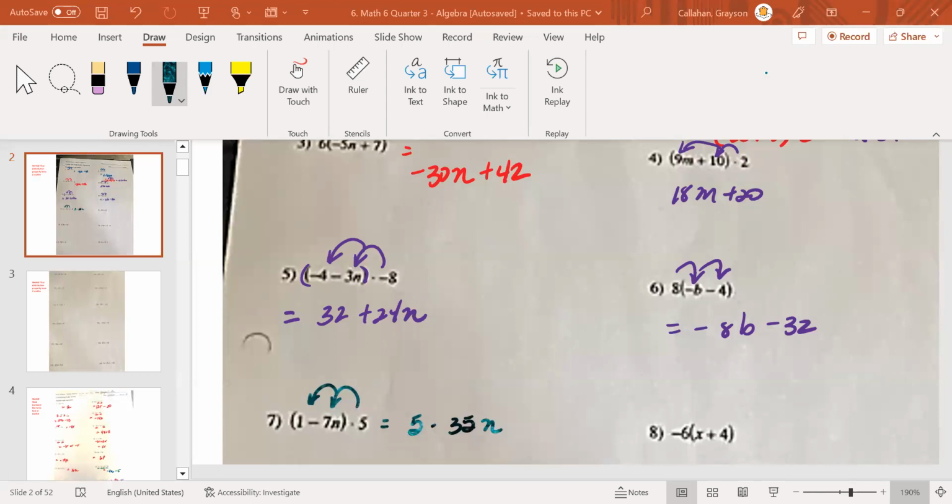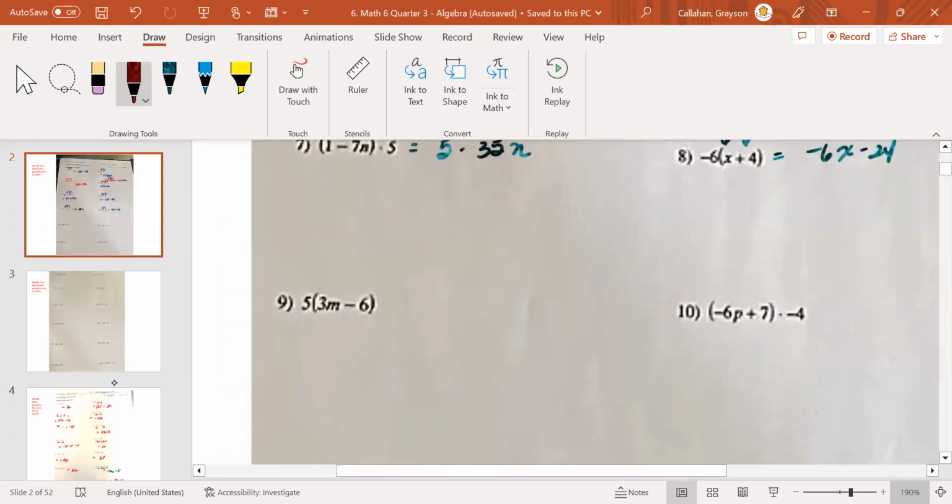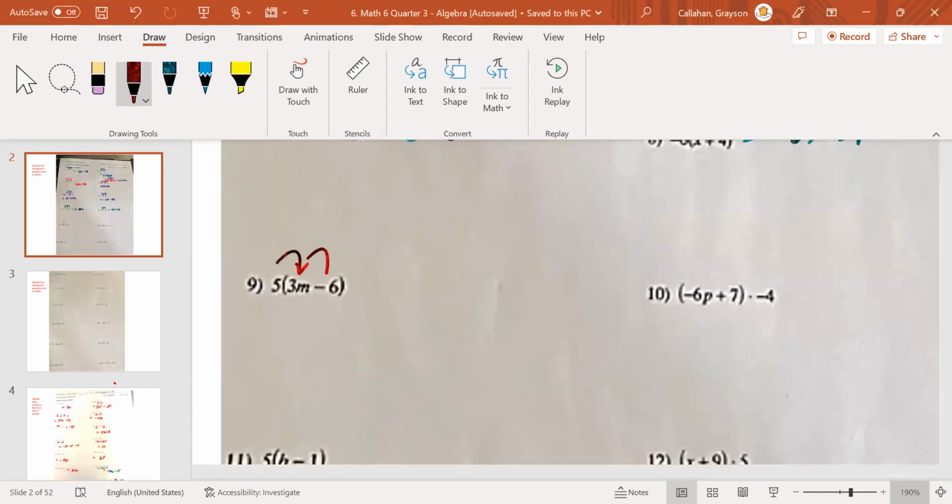Okay, so for number 8, negative 6x minus 24. All right, let's continue on. Then we're going to go on to number 9. So same thing, I'm going to multiply it in. 15m minus 30. Number 10, this one is kind of a backwards one.